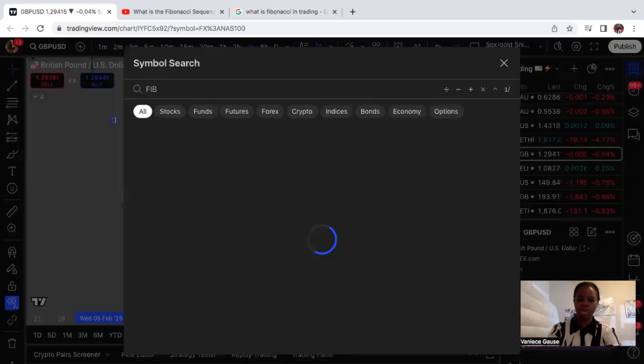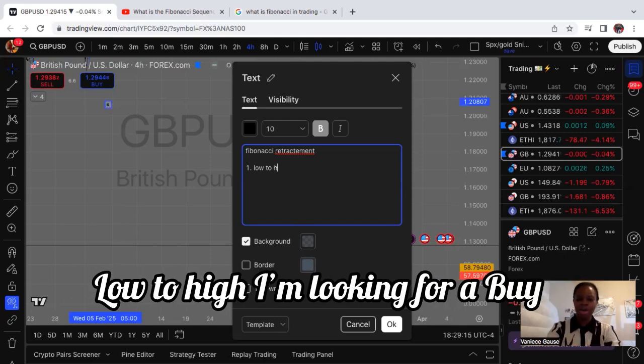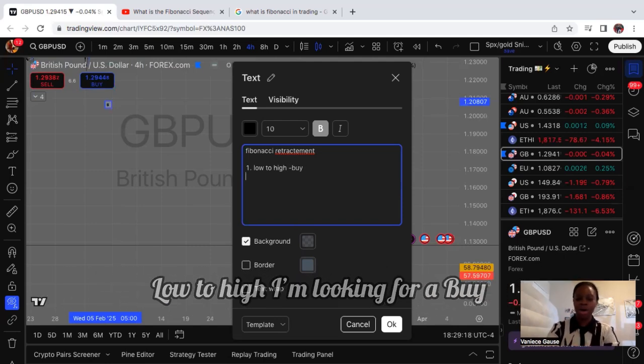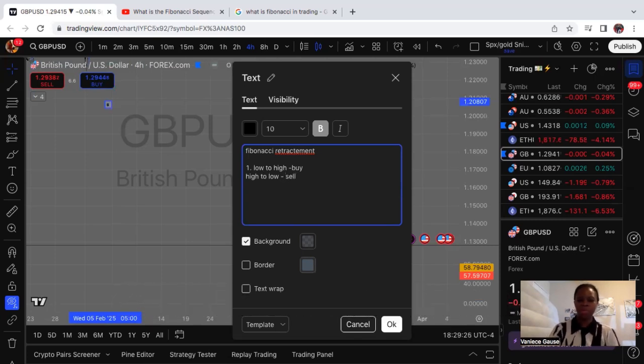Fibs, it's called a Fibonacci retracement for a reason. Say you're looking for a buy in the market. You're going to want to go from a low to high. This makes it a lot easier for you to remember. Low to high, I'm looking for a buy. High to low, I'm looking for a sell. And hence the name retracement. You're going to want to wait for the market to retrace into your zone in order for you to take that particular trade.